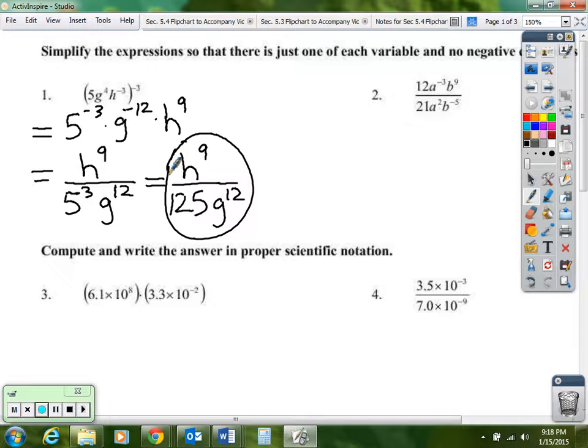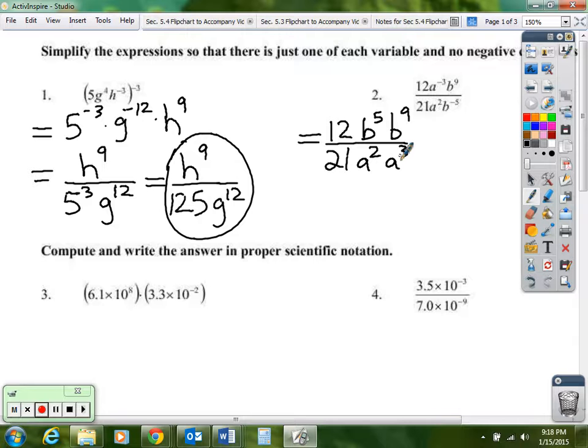Now on to number 2. Before we go ahead and do any work, let us change the sign and cross the line. We're going to take the a to the negative 3 down to the denominator as a to the positive 3. That b to the negative 5 will come up on top as b to the positive 5. Let's write. b to the 5th, b to the 9th, over 21 a squared a to the positive 3.